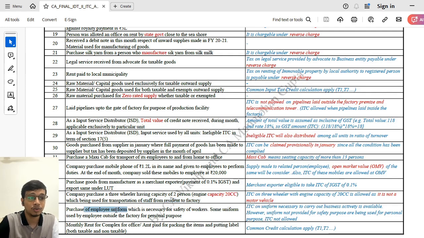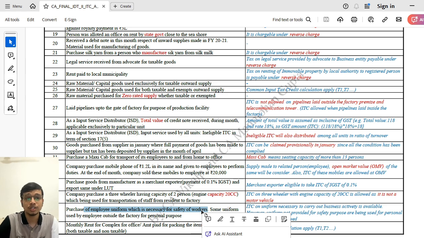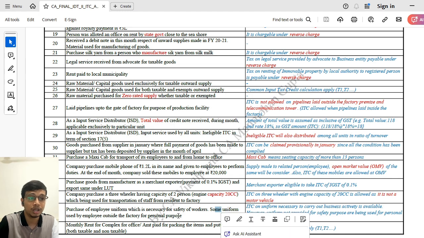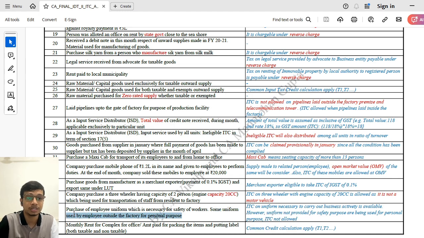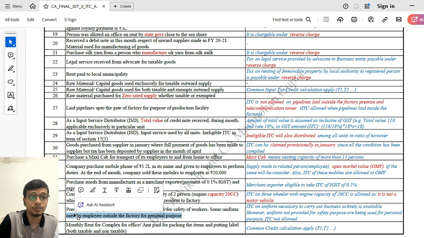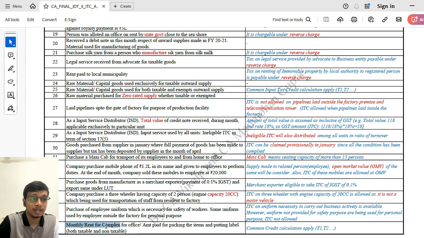Next, purchase of employee uniform which is necessary for safety of workers. In case of safety of worker, we can claim ITC for such uniform, but some of the uniform used by the employee outside the factory for personal purpose. अगर उसमें से कोई कुछ यूनिफॉर्म और पर्सनल पर्पस के लिए यूज कर रहे हो तो उस पर आईटीसी नहीं मिलेगा, सो हमको ये डिस्ट्रीब्यूट करना पड़ेगा दोनों में.